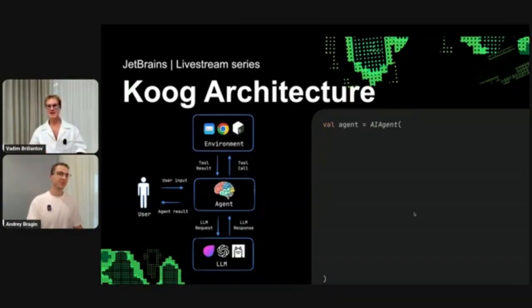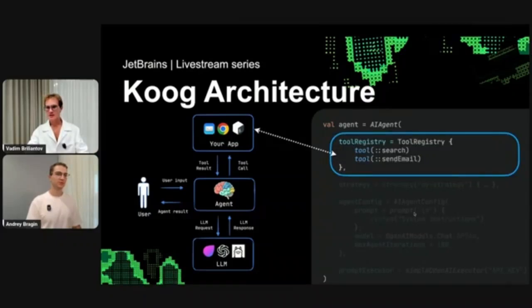Here it is. So let's write the picture on the left with the code. So you will just write AI agent, and then you will need to connect it to your application. For example, you're building some search and email integrations. So you probably have some search function in your code, and you bind it to the tool registry. You register this tool, and you also register the sending email tool from your app or from your environment.